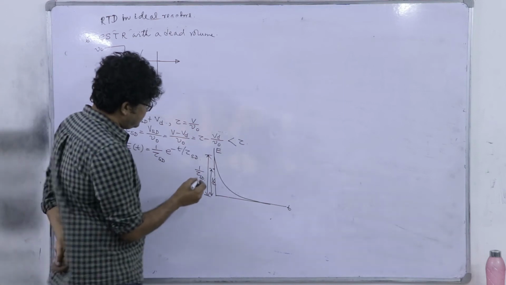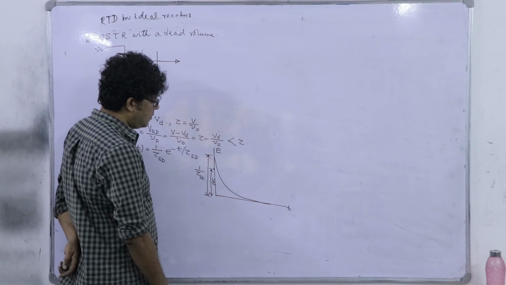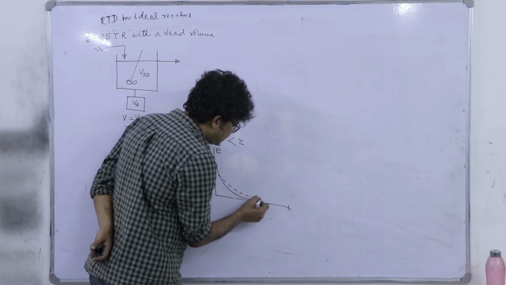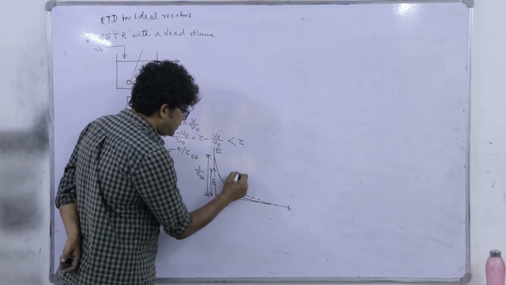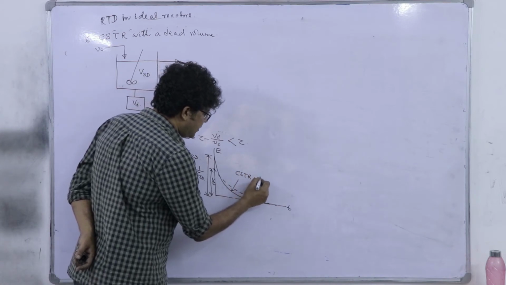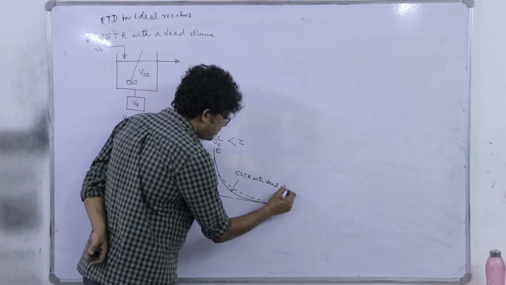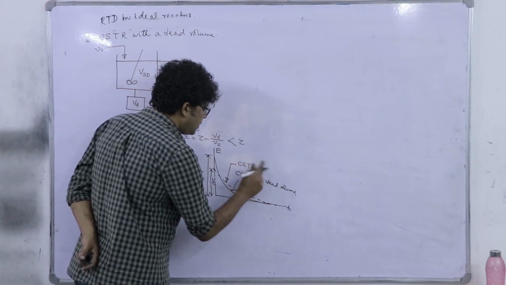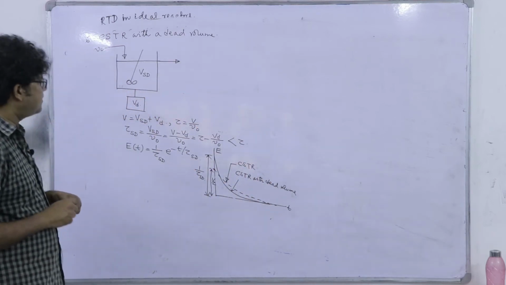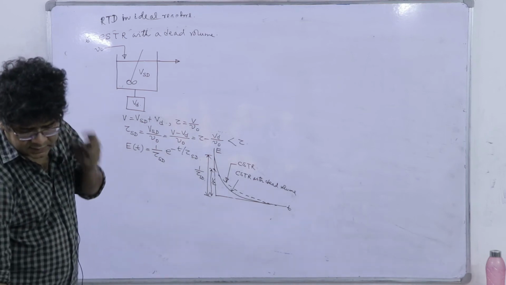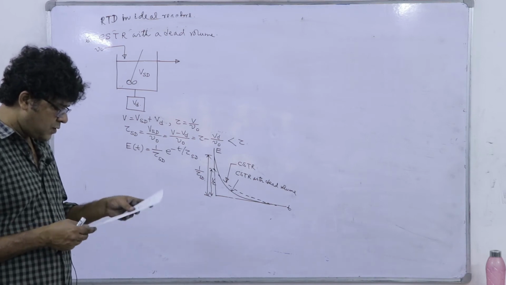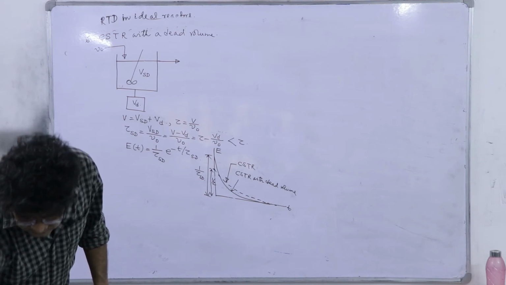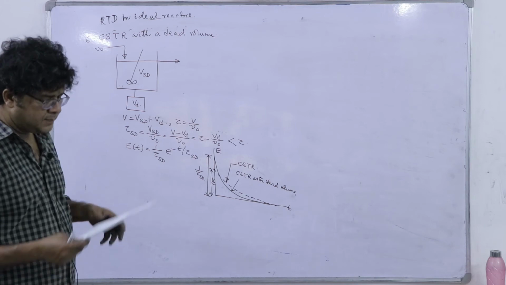So, the decay will be faster in case of CSTR with dead volume, whereas in case of CSTR without dead volume, the curve will be something like this. So, this is CSTR with dead volume and this one is the original CSTR without any dead volume basically. So, that is all about the CSTRs with bypass and with dead volume.